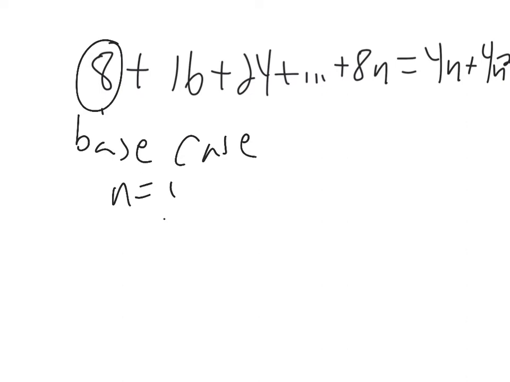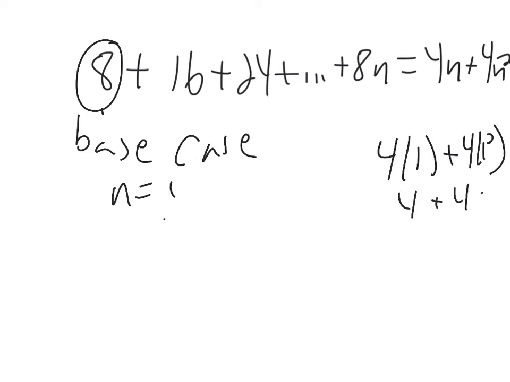So let's go over to the other side. Is 4 times 1 plus 4 times 1 squared also equal to 8? Well, that's 4 plus 4. Yep, that's 8. So the base case is true. We can continue. If it were not true, then we can just stop right there and say it's done.